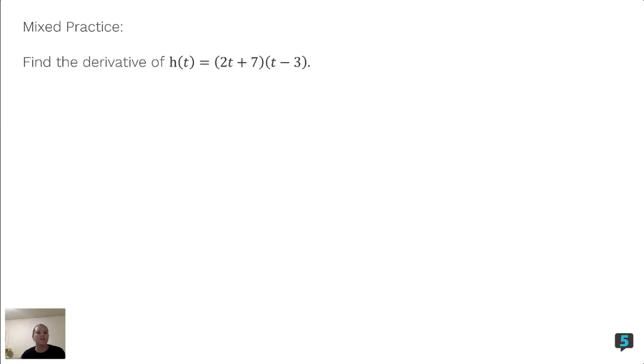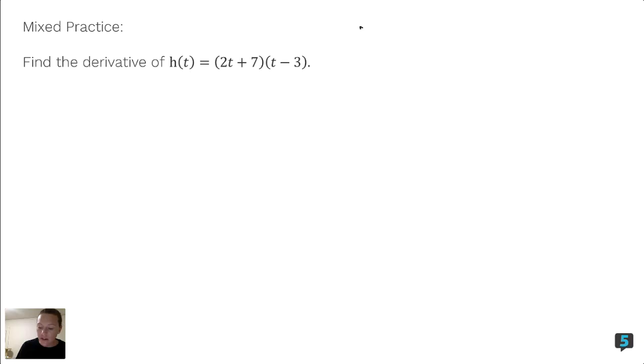I want us to find the derivative of h of t equals the quantity 2t plus 7 times the quantity t minus 3. What do you think? How should we approach this one? Exactly. It's all about those brain moves, right? We could use the product rule here. Wouldn't be wrong, okay? But this is another one of those situations where I could quickly FOIL this out, and then I would just have quick one-steps to do.